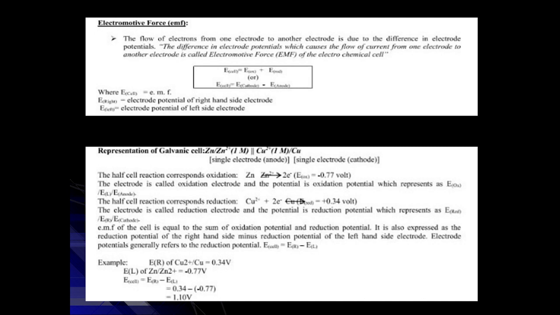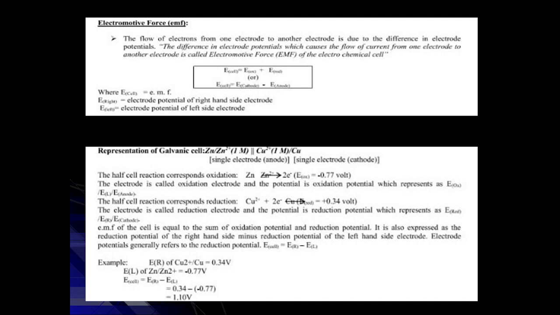Now let us see the representation. Just once see the representation of the galvanic cell. Here it is. The half cell reaction corresponds to oxidation. Zinc gives rise to Zn2+ plus 2 electrons. Here E oxidation is minus 0.77 volts. The electrode is the oxidation electrode and the potential is the oxidation potential, which is represented as E oxidation or E left half cell or E anode.